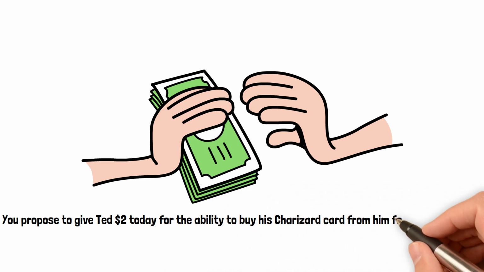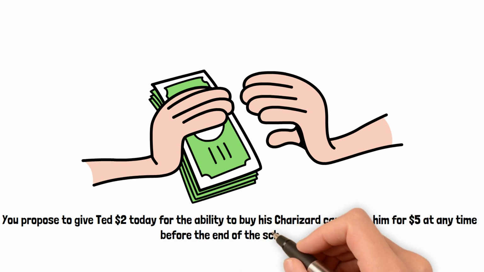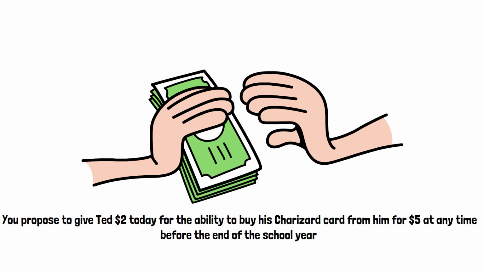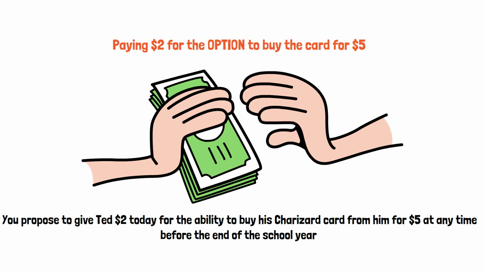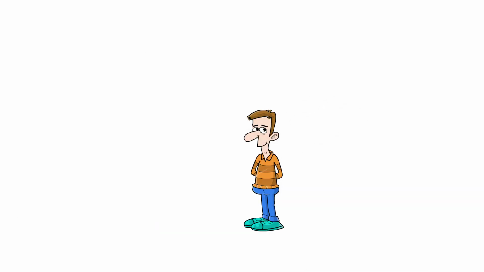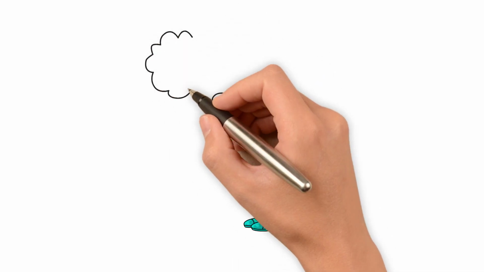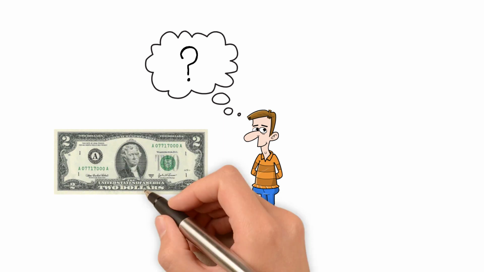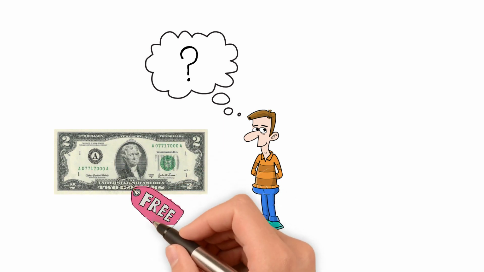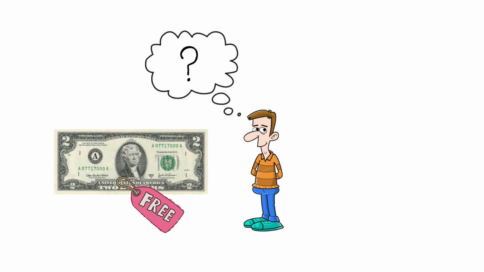The deal is that you give him $2 today, which he can permanently keep. That $2 is always his. However, from now until the end of the school year, you can buy the card from him at any time for $5. Ted thinks about it, and his logic is that, well, he's only gaining money from this transaction, so what does he have to lose? He'd get a free $2, then he would also make back his $5 that he got for the card originally. Ted agrees, and you shake on it.